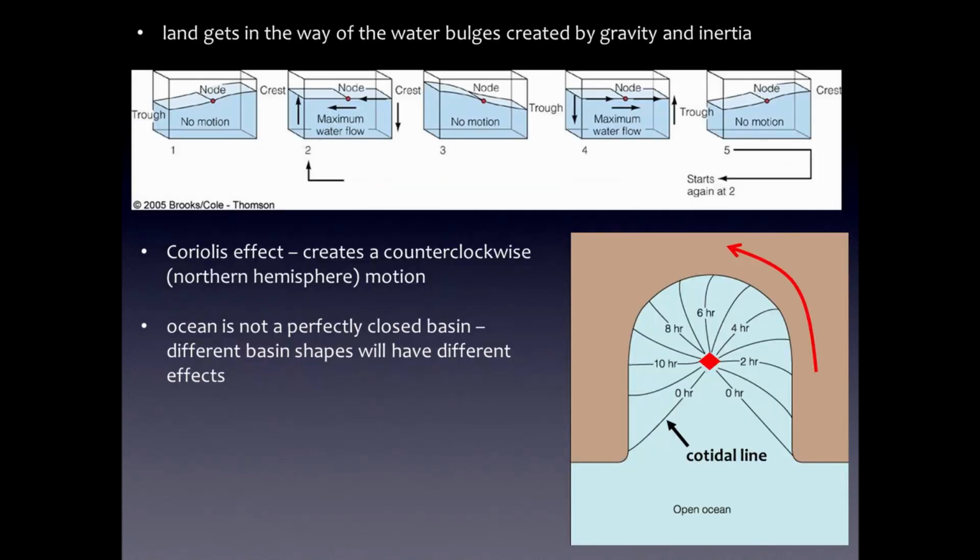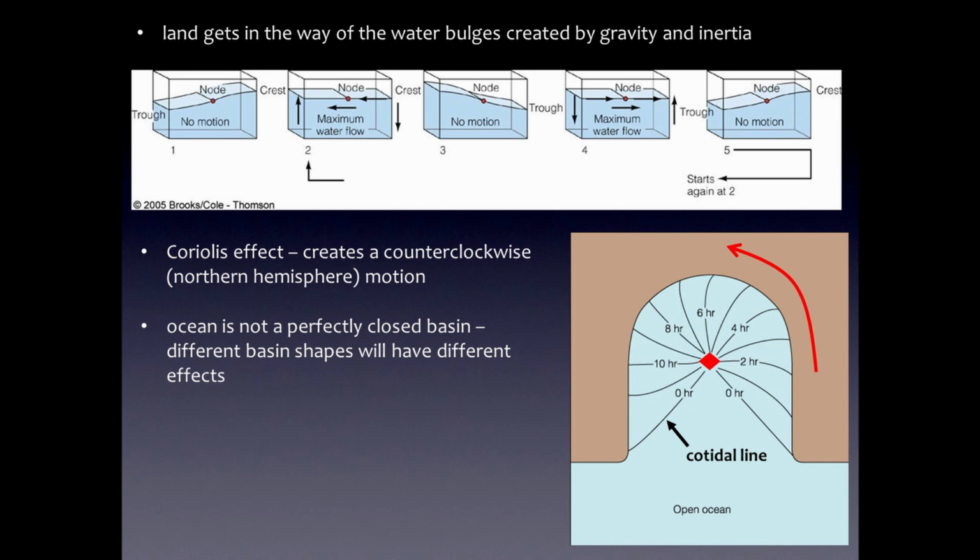Let's take a closer look at this. So in one way you can think about this as water sloshing back and forth in a basin. But we'll talk about this in a little greater detail. One of the things that happens is land gets in the way of the water bulges that are created by gravity and inertia. Those water bulges are sitting out there, the Earth is rotating around them, and our coastlines are not going to suddenly say, oh, hey, we're underneath a water bulge, we've got to shift position. They're stationary. Those water bulges, in a sense, are stationary as well.